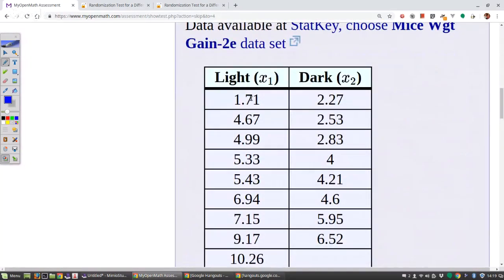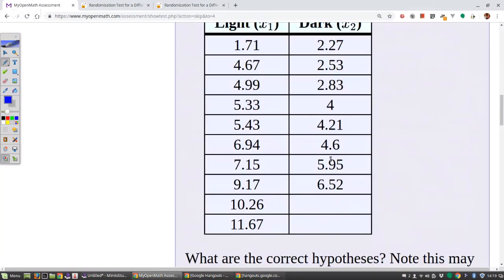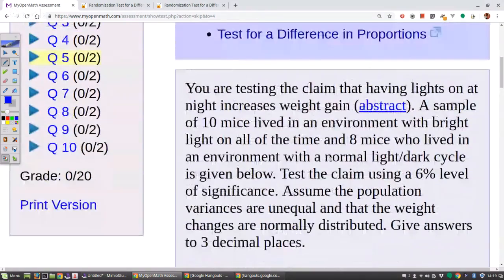So this is the average weight gain of the mice that lived in the bright area versus the ones that lived in the dark area. And in my open math, I have a link to an abstract about this study if you want to check that out. So what are our hypotheses? What are our variables? That's the big question.